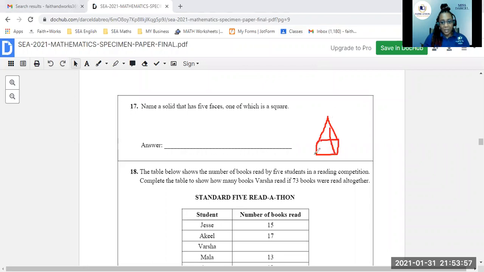Oh my. All right, so let me see if I can show you what I mean. So this is a set. The square base is one face. I'll have to use different colors. This is one. This is one side as well.